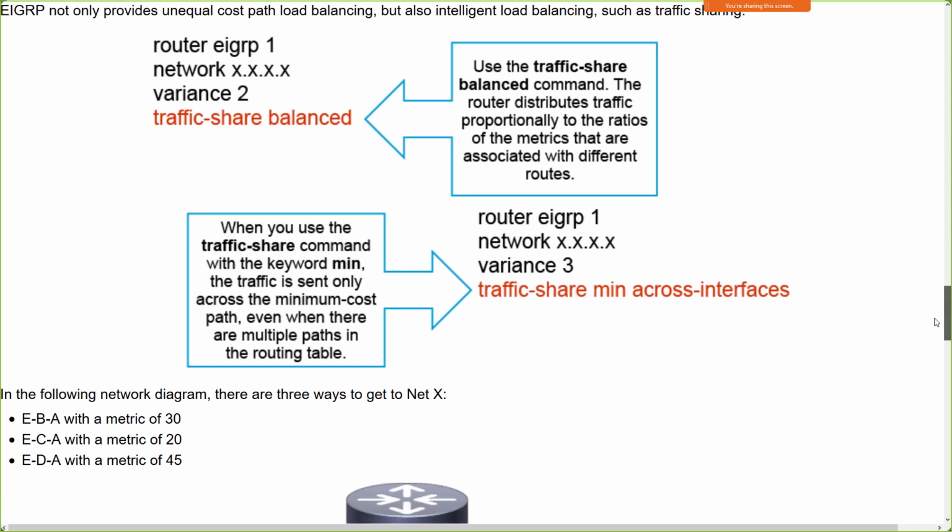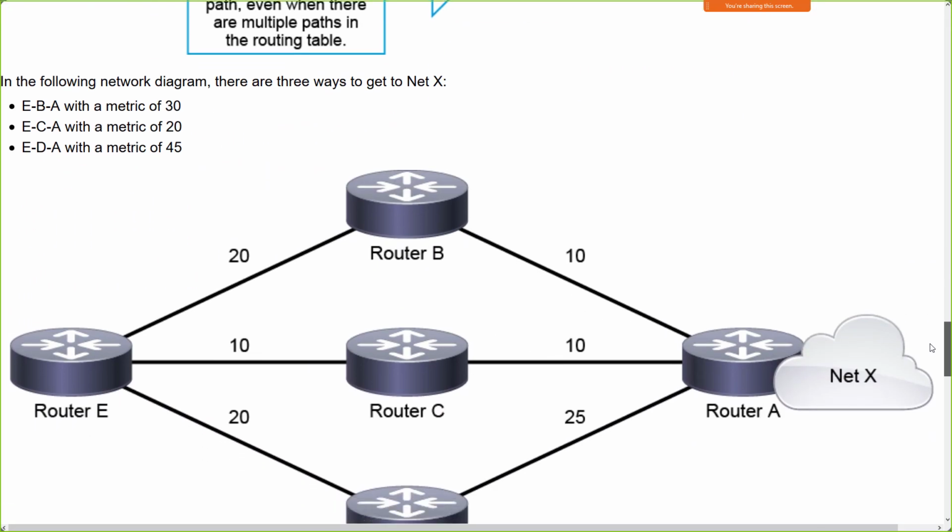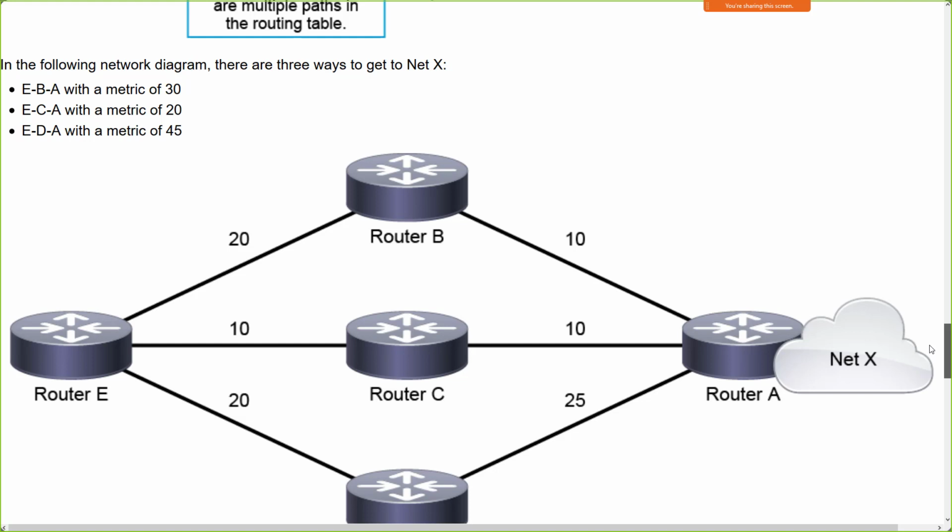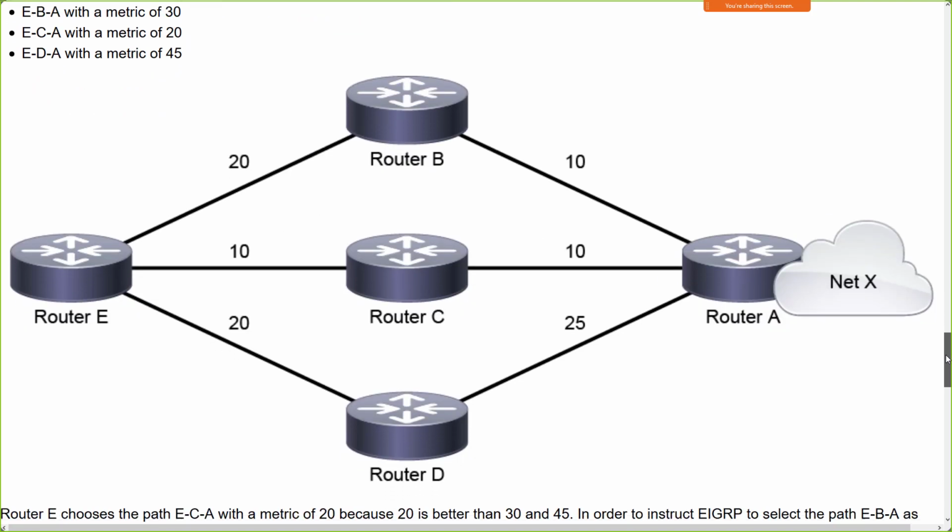I've never used that option before. There's really no need to, but let's go ahead and describe how that works, right? So we have 3 paths to network X. Now, which one of these paths is my successor? It would be the middle path through router C, right? Because the feasible distance of that path is 20. Make sense? The feasible distance of the top path is 30. The feasible distance of the bottom path is 45. So I have a range of 20 to 45.